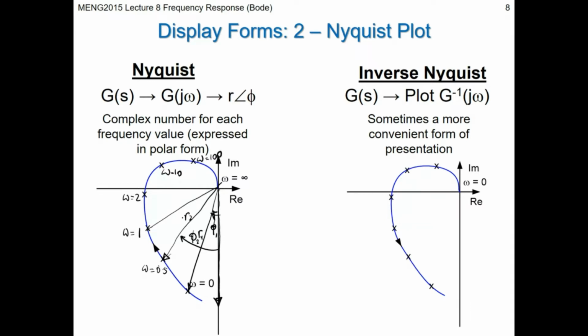We're just hypothesizing, right? So at omega equals 1, we calculate our magnitude, r3. That's the length of our vector on the Argand diagram. And we calculate the angle, phi 3. That's the angle from the negative imaginary axis, for us to plot our response.